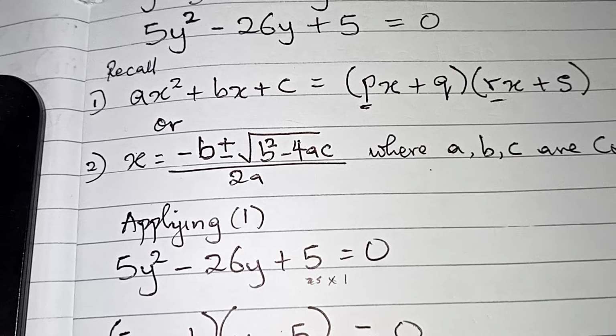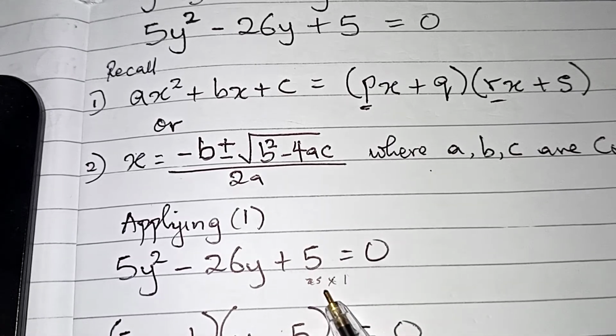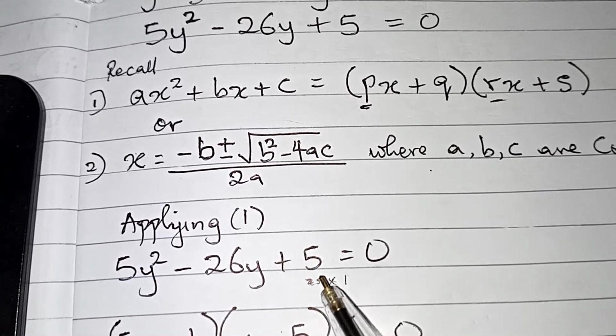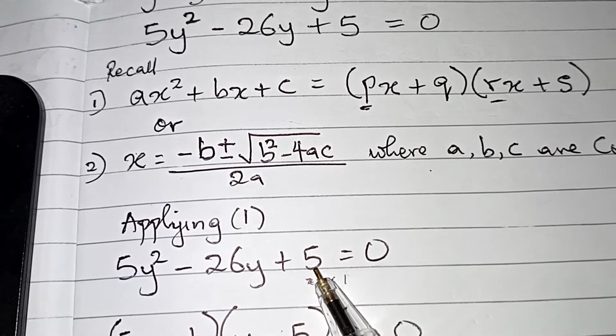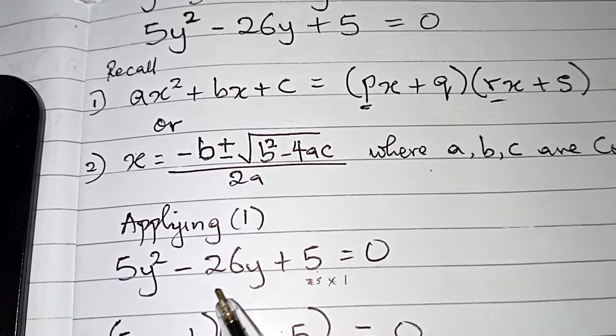Now this is where the trick is. When we come to this aspect, remember I told you, you use the product rule: what will you multiply together to give you this, and at the same time add to give you this.